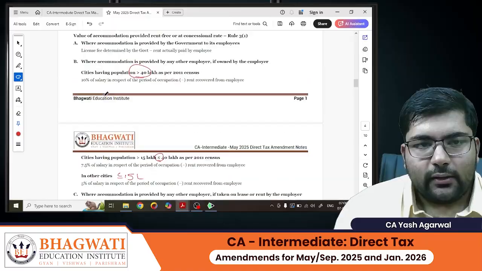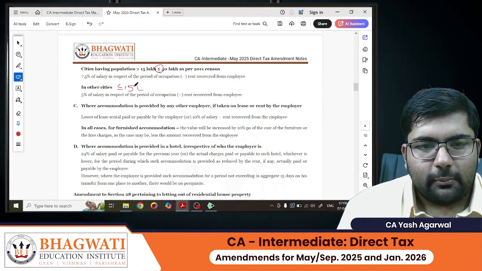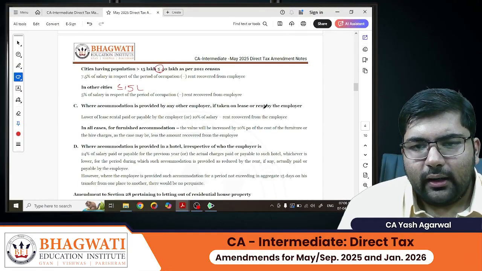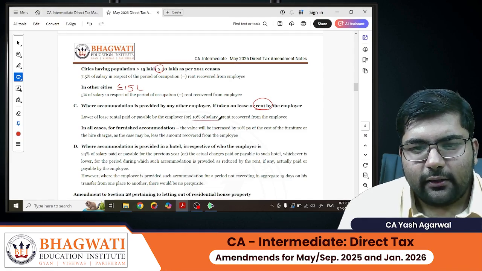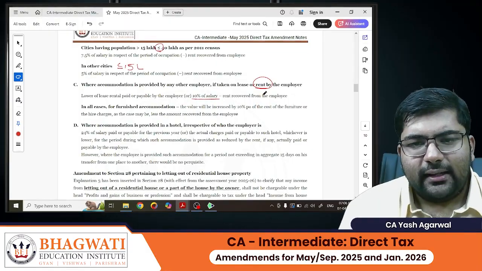So the entire concept of valuation of rent-free accommodation is there in this one place. It's only for the purpose of completion here. Which is provided by any other employer, taken on rent by the employer, then lower of lease rental or 10% of salary. No constraint with regard to the population of the city here, minus rent recovered.